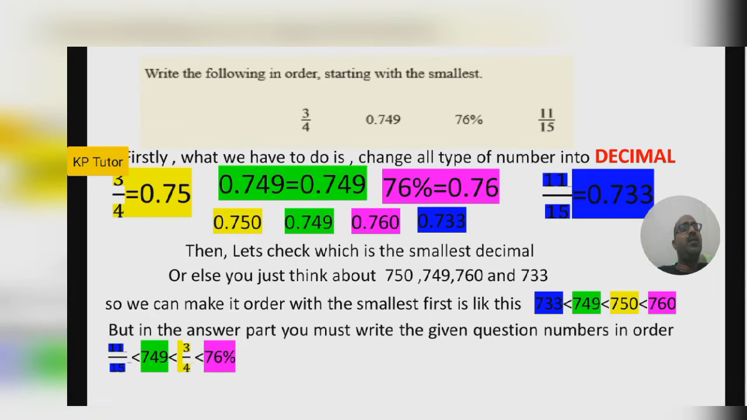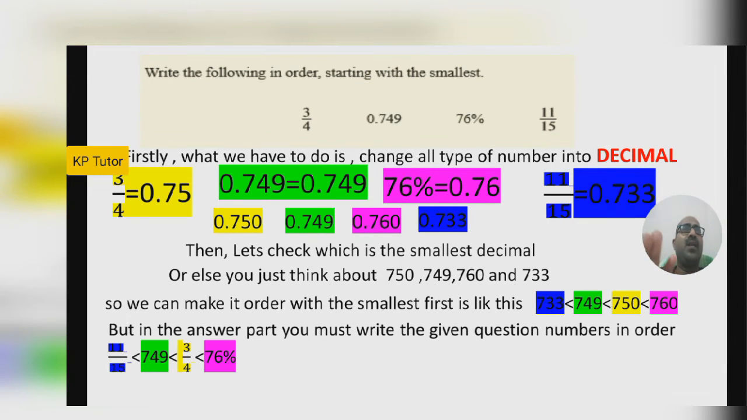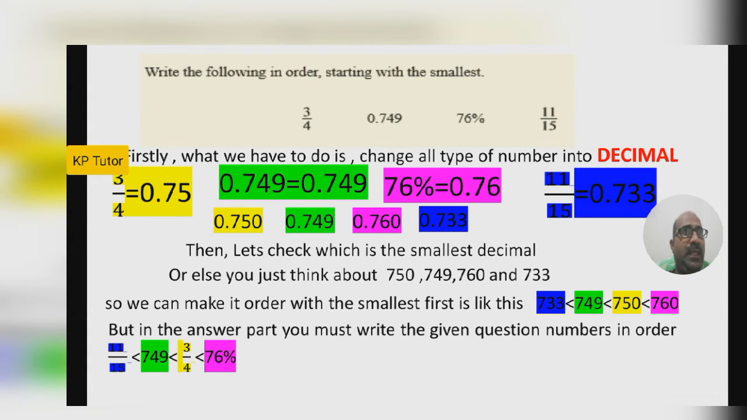These are the decimals we got. Now all the numbers are in the same format, the decimal. Then why did I write 3 decimal places? Some answers are coming 0.733, 0.749, so I changed all the numbers into the 3 decimal form. After the decimal, if you have one number, you can put 0 after that, no problem. How many 0s you want, you can just put; the value will not change. 0.75, you can add 0, the value is still 0.75.